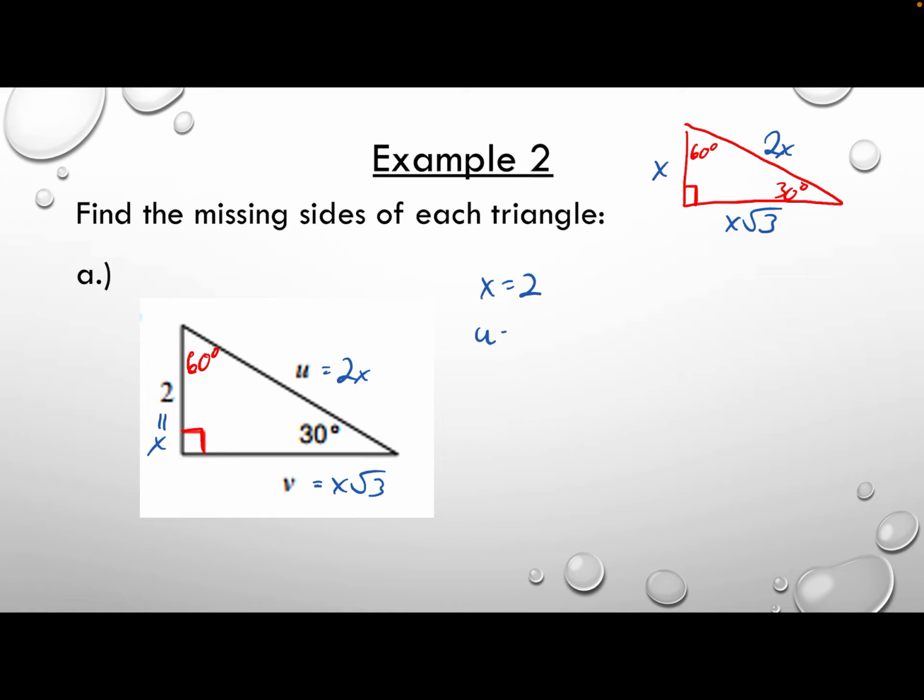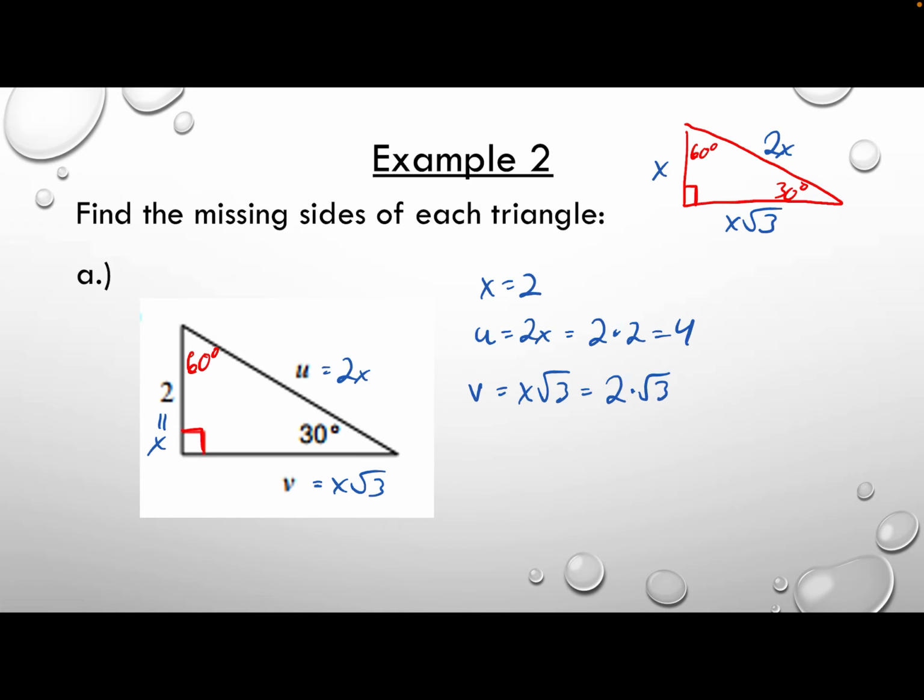2. And we know that u is equal to 2x. Well, if x is equal to 2, that means u is equal to 4, right? 2 times 2. And we know b is equal to x radical 3, which means v is equal to 2 times radical 3, because once again, x is 2.